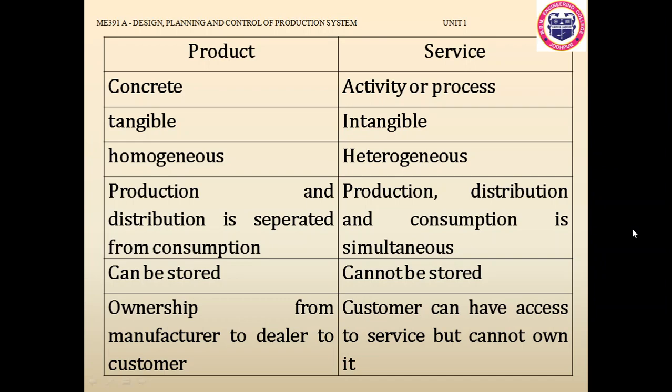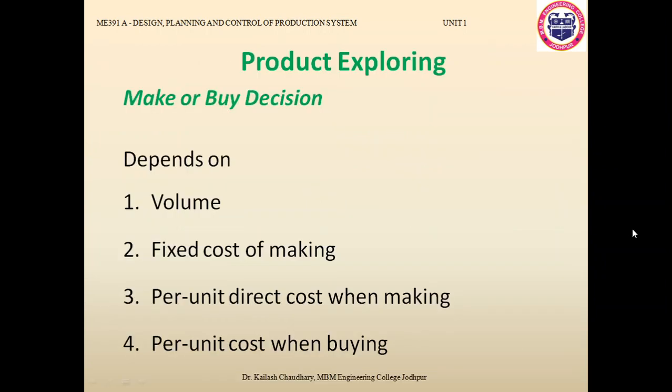Then again, another important point, ownership. The ownership of a product shifts from manufacturer to dealer to the customer. So ultimately the customer is the last or ultimate owner of the product, while in the case of services, the customer can have access to the service but cannot own it. So this is the difference between product and services.